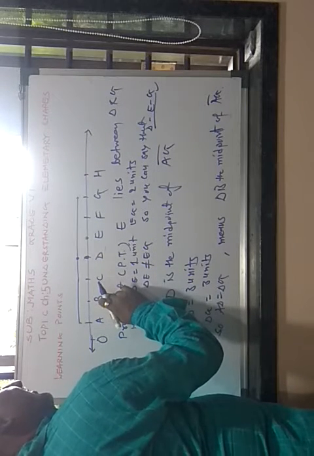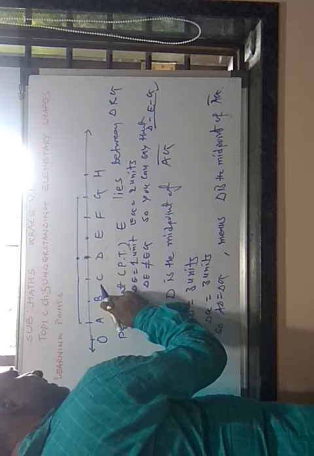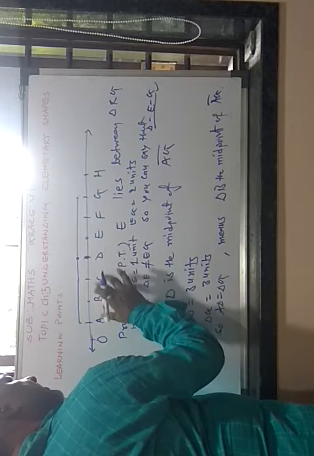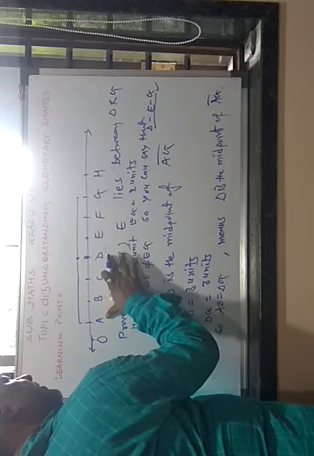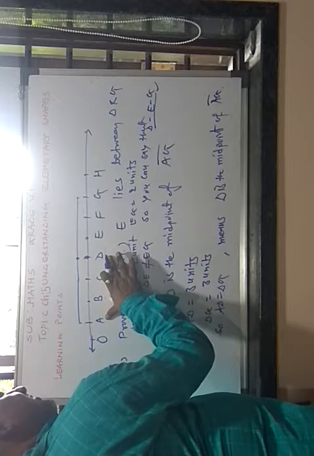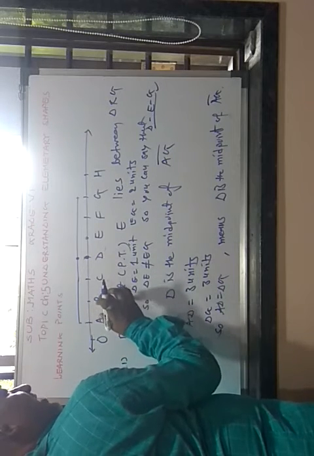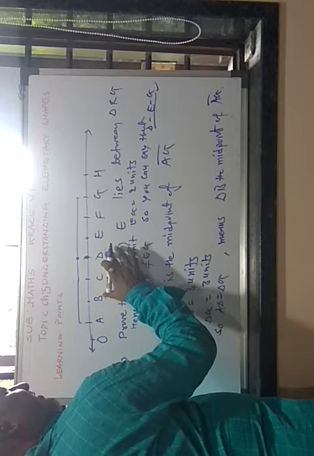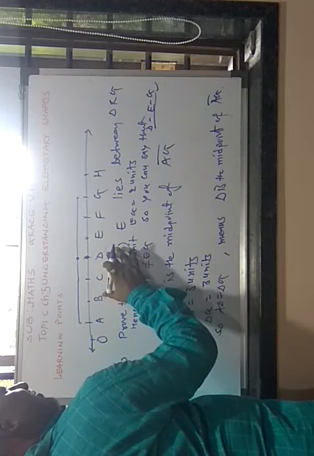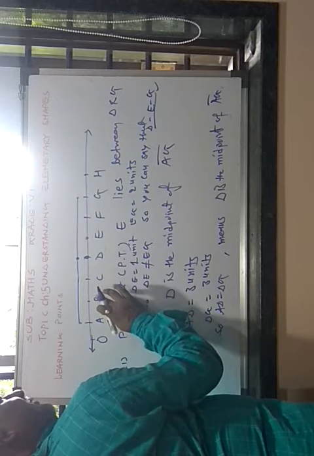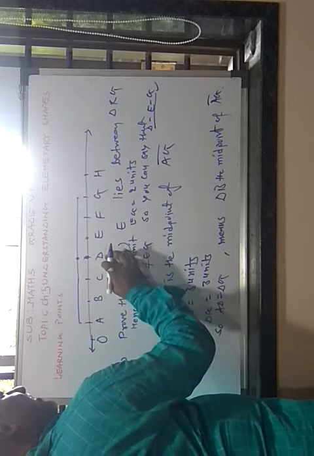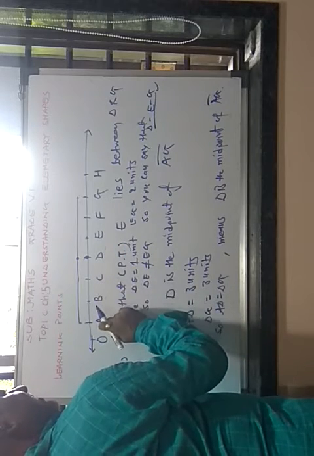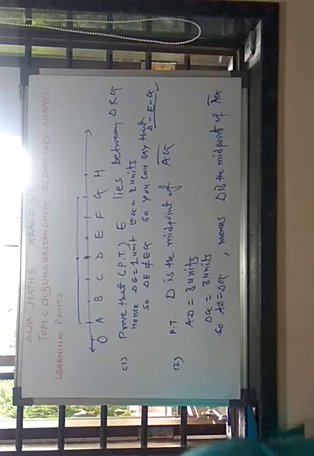Is B the midpoint of line segment AD? No. Why? Because AB is equal to 1 unit and BD is equal to 2 units. Hence AB is not equal to BD. So we cannot say that B is the midpoint of line segment AD, but B is lie between, like this way. It is lie between, means A dash, B dash, D dash. Like that.